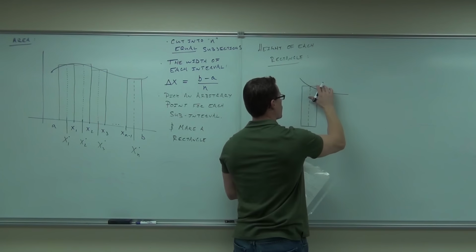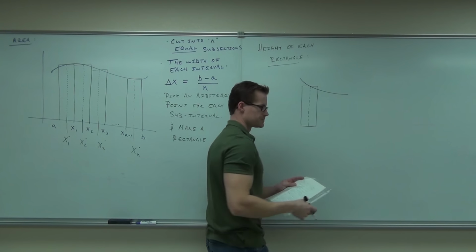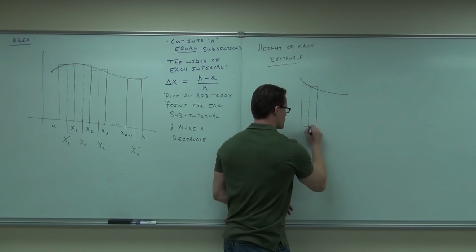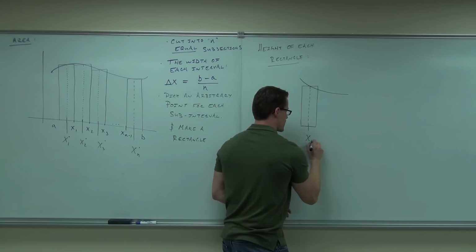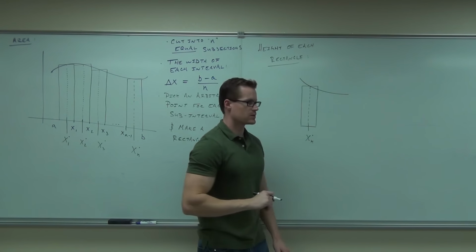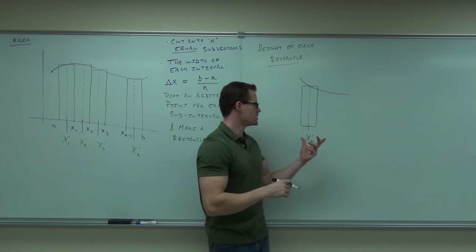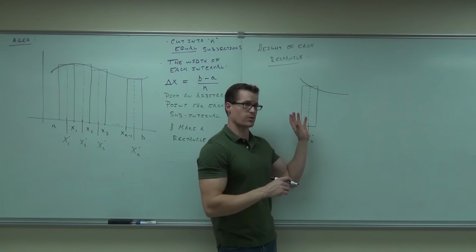Let's say that I just take one of my rectangles. My arbitrary point is any x, whatever I'm talking about, x sub k dot. x of 1 or 2 or 3 or 4 or 5 or n, whatever that is. Next time when we start back, we're going to start with this picture.